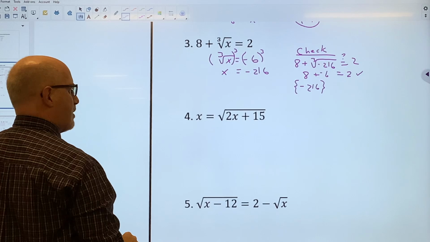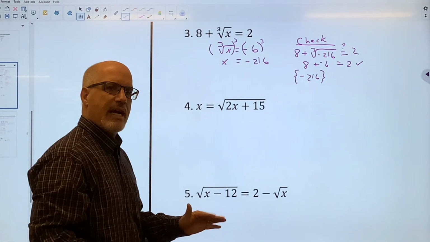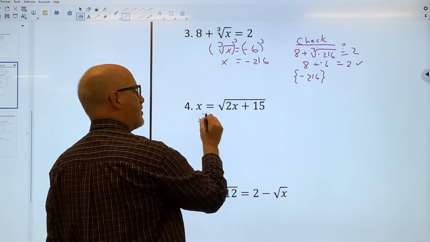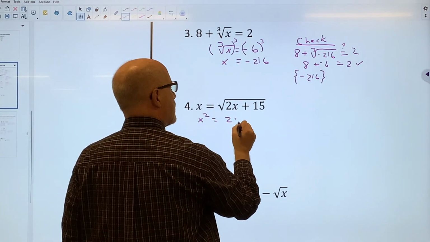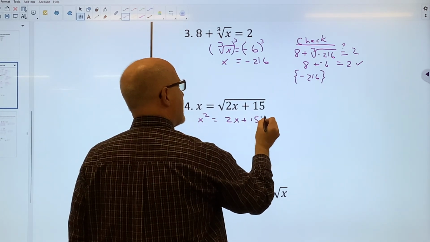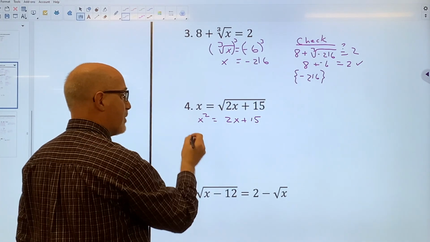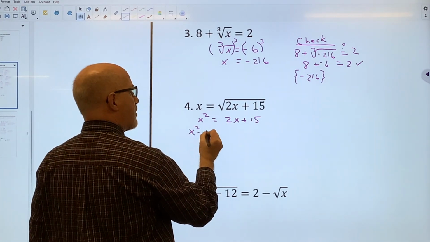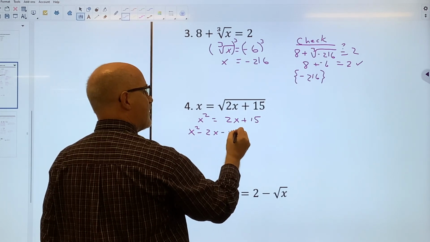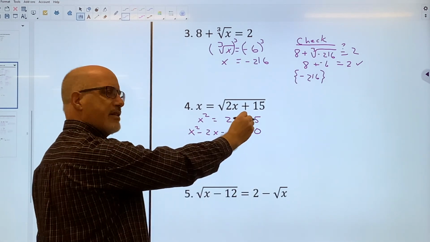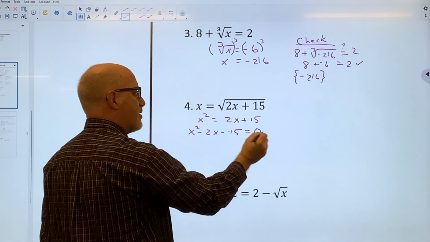All right, so let's do number 4 here. Squaring both sides. Because it's a square root, I'm going to make sure I check my answer. So x squared equals 2x plus 15. This is a quadratic. To solve a quadratic, you get 0 on one side. So x squared minus 2x minus 15 equals 0. So you subtract 2x from both sides, subtract 15 to get 0 here.